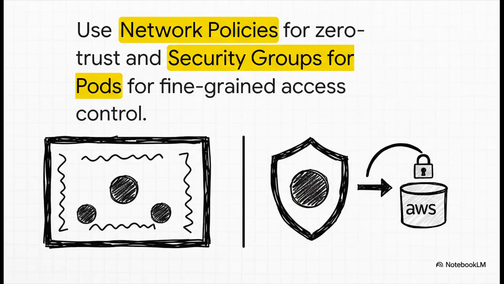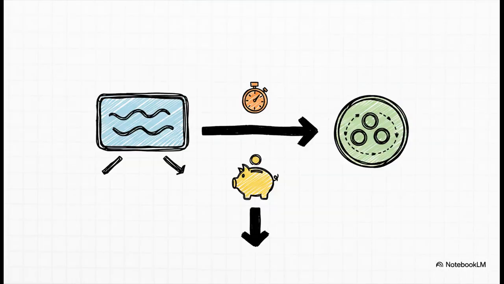Third, network security. Remember, it's a two-part answer. To control traffic inside your cluster, pod to pod, you use network policies. To control traffic between your pods and other AWS resources, you use security groups for pods. And finally, performance and cost. When you set up a load balancer, make sure its target type is set to IP mode. Just do it. It gets traffic straight to your pod, which means lower latency and a lower AWS bill. It is a total no-brainer.